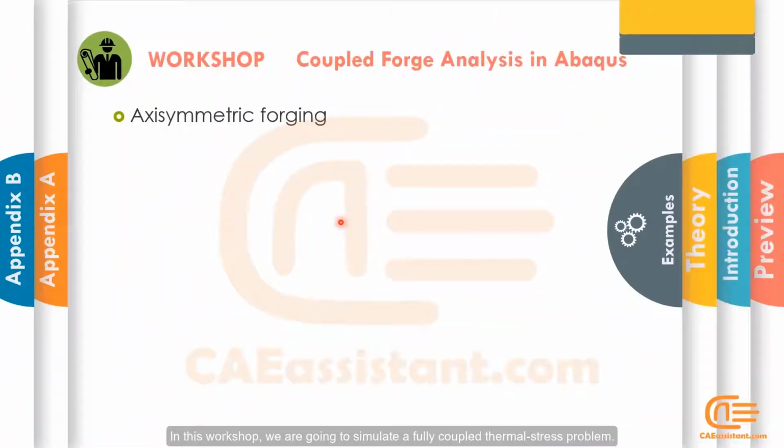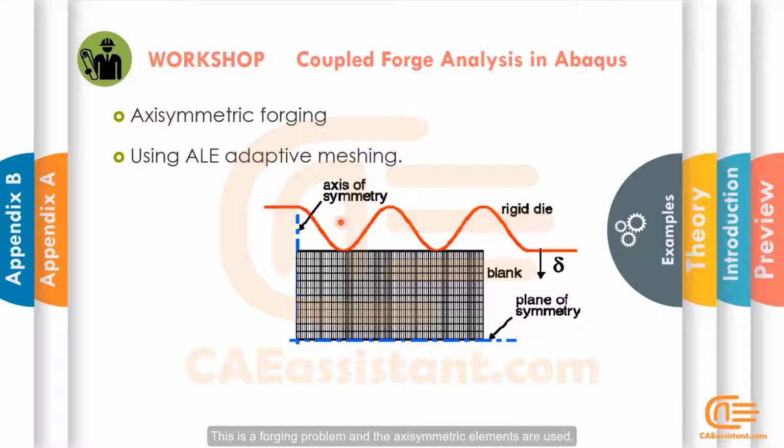In this workshop, we are going to simulate a fully coupled thermal stress problem. This is a forging problem and the axisymmetric elements are used. Because we will get a lot of strain changes, we are using the ALE method. In this workshop, both the coupling method and the ALE method will be fully explained. The geometry of the punch and sheet is clear here.